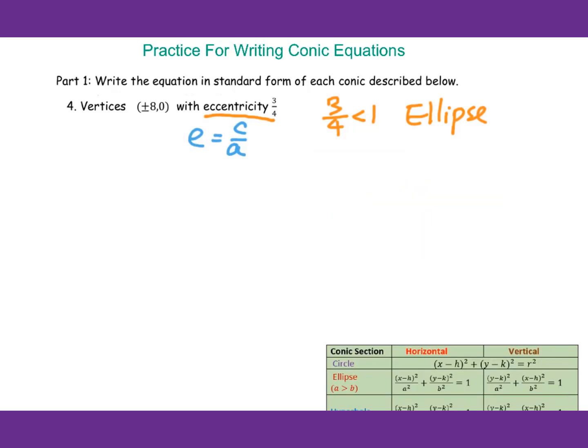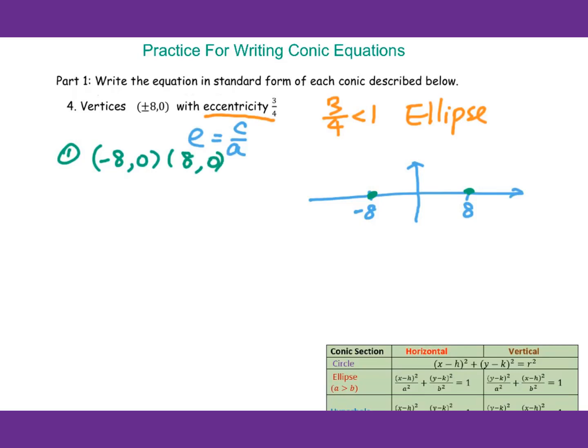You are given vertices. Let's sketch the graph. You have a positive 8 and a negative 8. Suppose this is negative 8, this is positive 8. These will be vertices. So we get negative 8, 0 and positive 8, 0. We can get the HK midpoint. That will be negative 8 plus 8 over 2 equal to 0. For K, definitely 0. Therefore, this is the center HK, 0, 0.